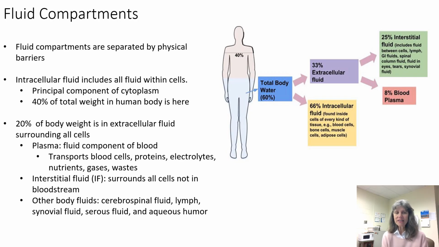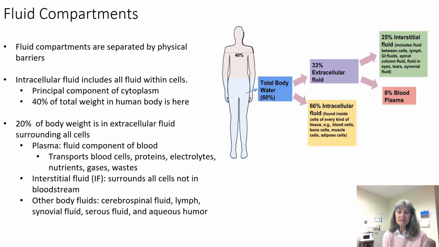20% of our body weight is found in extracellular fluid, which is fluid that surrounds all cells. This includes the fluid component of blood that we call plasma. You'll recall that plasma is important in transporting blood cells, proteins, electrolytes, as well as nutrients, gas, and waste.